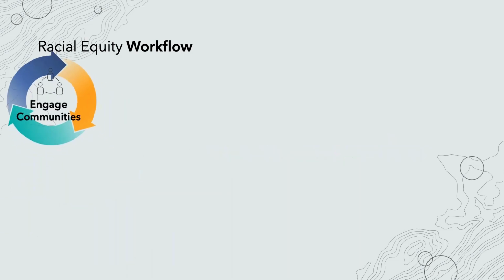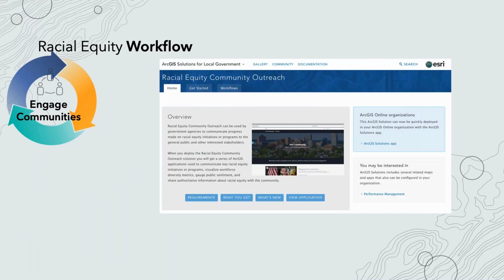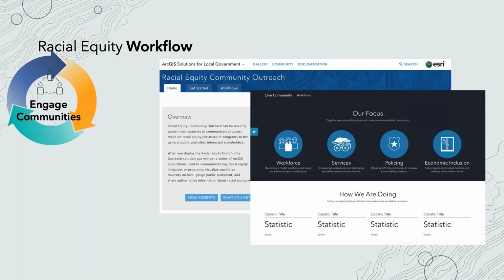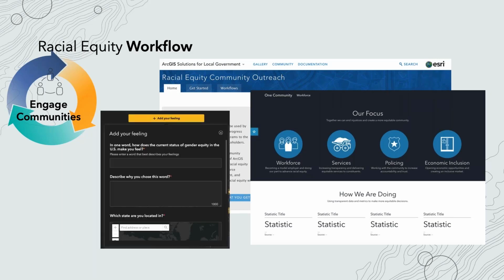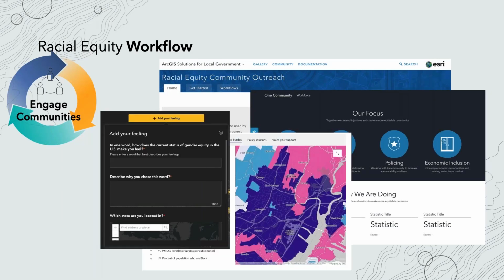So deploy the racial equity community outreach solution to enable your organization to engage stakeholders around focused initiatives and key metrics. Use surveys and crowdsourcing apps to ground truth your understanding of community needs. And use story maps to provide a complete narrative, putting the issues and solutions in the proper context.